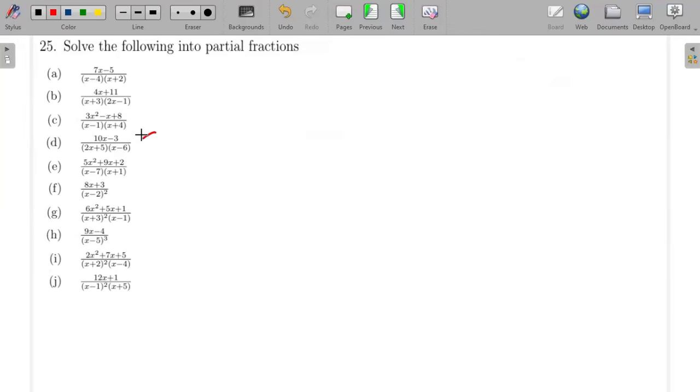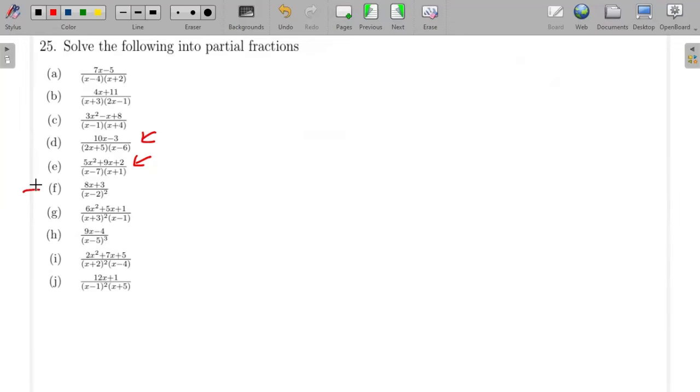So for part D, you can try it out because that's just the same as B and A. Okay, and as well as part E, you can try it out. So part E is the same as part C. You first have to divide using long division, and then what you get, you decompose.